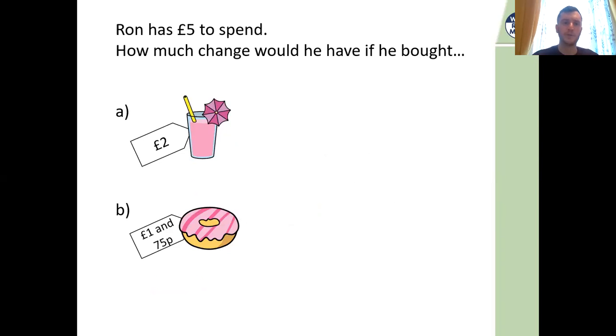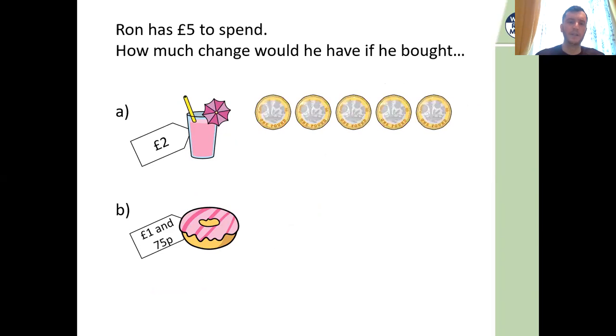Let's have a look at some more examples. Ron has £5 to spend. How much change would he have if he bought A, £2 drink, B, a £1 and 75 pence donut? You might be able to work some of those ones out yourself. Let's use some similar methods to the ones we've just looked at. So for A, we can make sure those £5 are 5 £1 coins, because then if we take away the £2, we can see he would get £1, £2, £3 change from that.